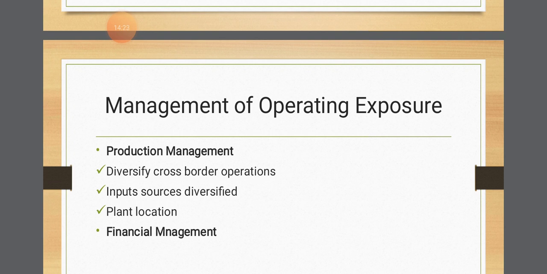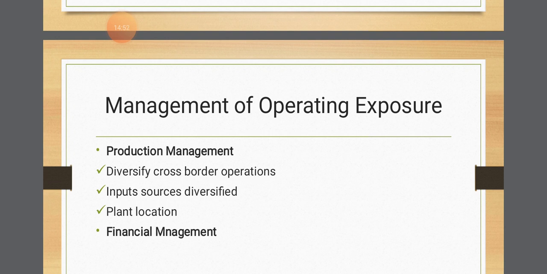Then is plant location. So you can try to set up new plants in markets having low production cost, right? In case the firm has only been exporting to foreign markets, then setting up plants in the competitors' markets will allow the firm to enjoy the same gains. Same gains from what? From the exchange rate changes. Now you're going into an area where you can get the material at a lesser rate.